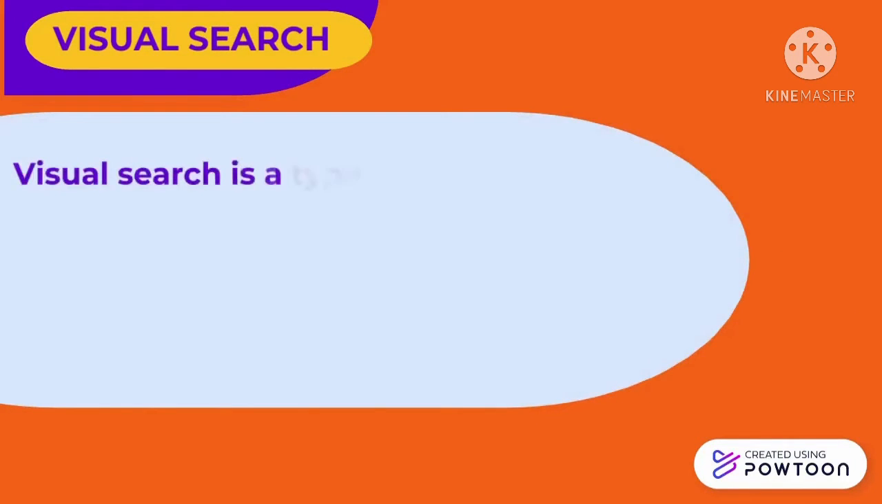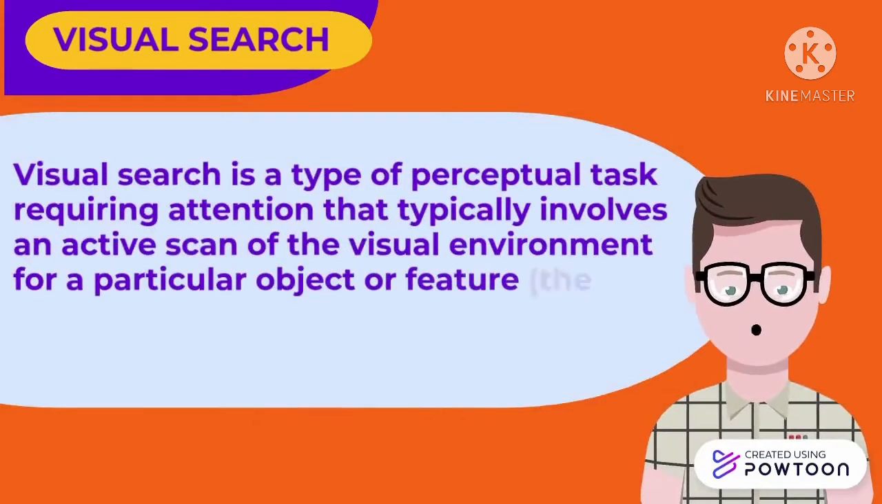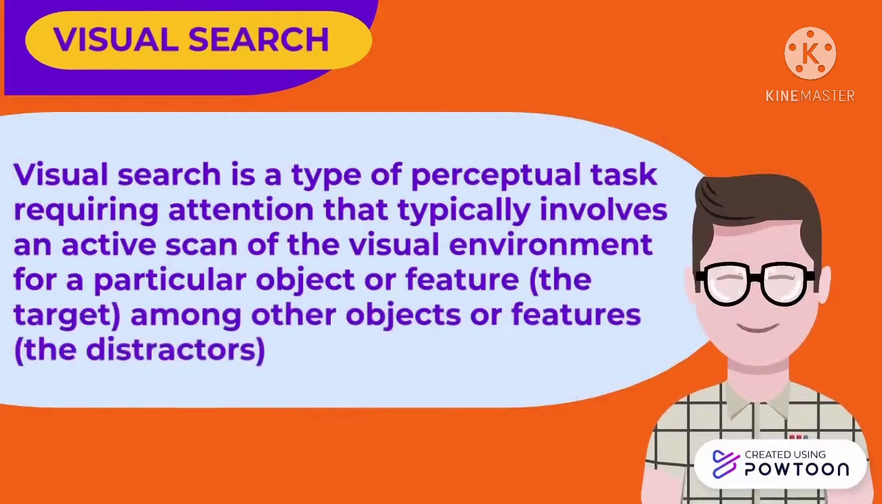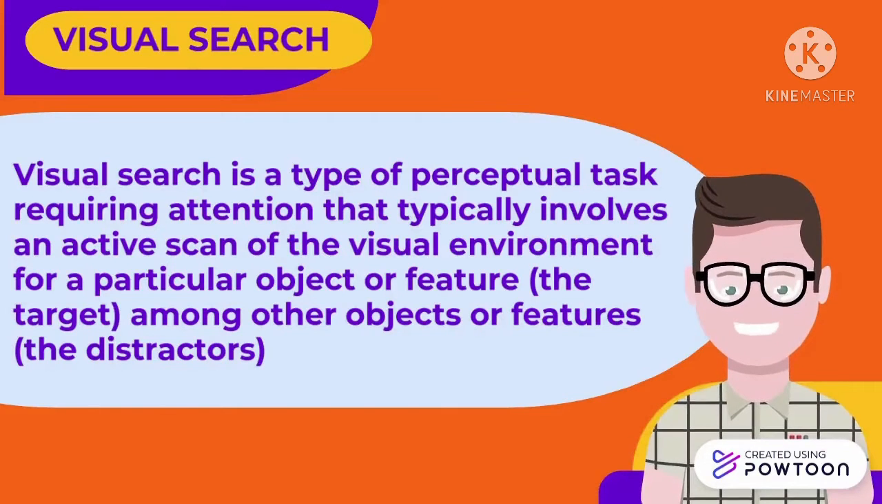What is visual search? It is a type of perceptual task requiring attention that typically involves an active scan of the visual environment for a particular object or feature among other objects or features.